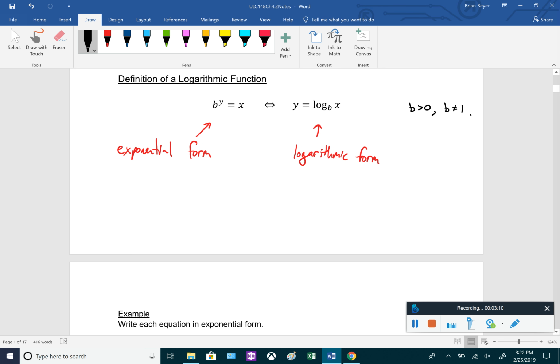If you notice here, a logarithm is essentially an exponent. If we have b to the y equals x in exponential form like we do on the left, we can see that the exponent of the exponential form is y. On the right-hand side, we can see that y equals log base b of x, which is the exponent. So in a sense, a logarithm is just an exponent.